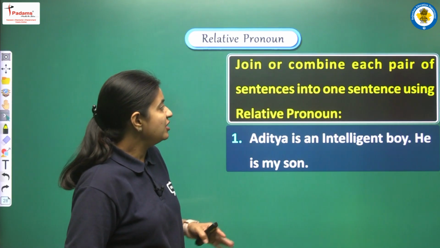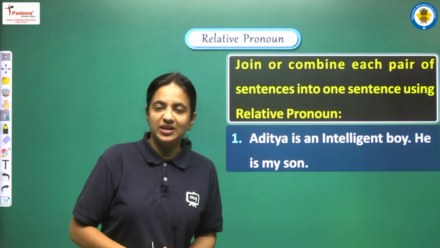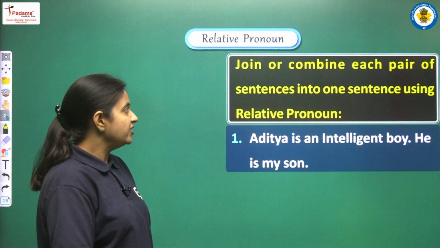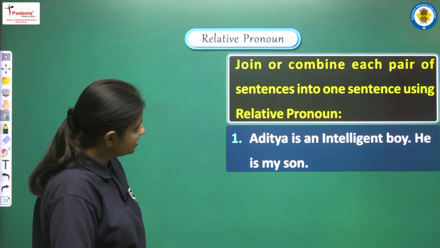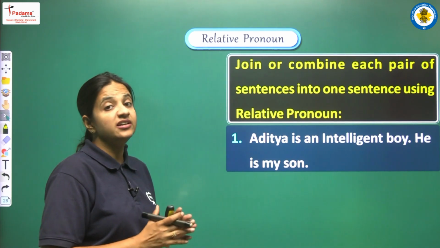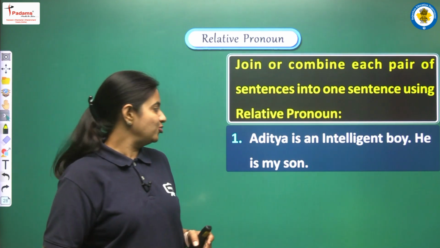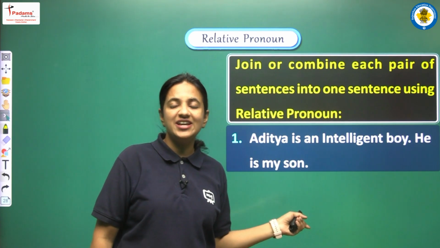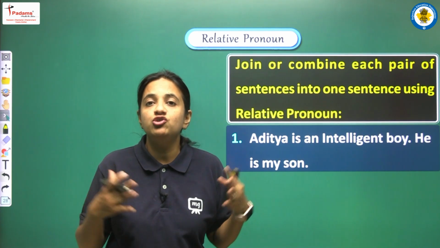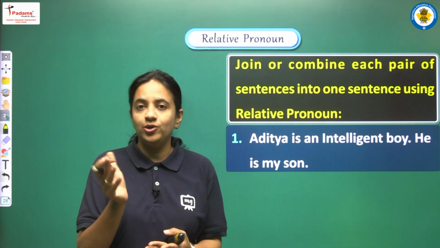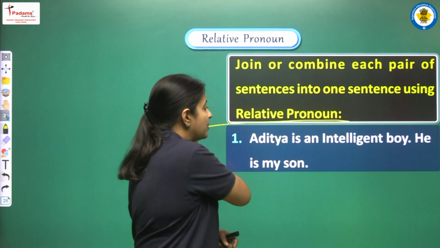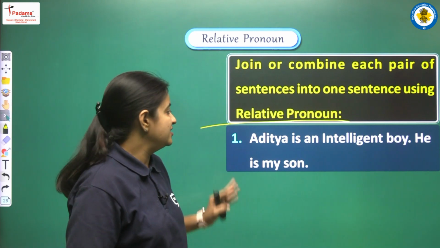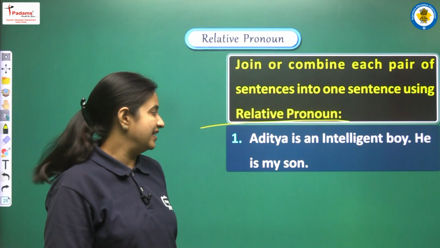So now we are having one more question that is also based on relative pronouns. So let's see what we have to do now. Join or combine each pair of sentences into one sentence using a relative pronoun. We are having two sentences here. We have to read the sentences very carefully, and then we have to join these two sentences into one using the most appropriate relative pronoun. So that is the thing that we have to do. So let's begin with our very first sentence.